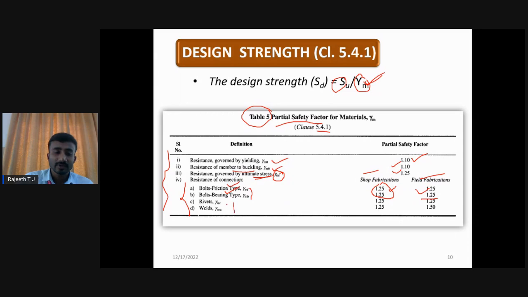Whereas in case of rivets also, we should take values for shop or field, field meaning at site. A shop is nothing but the workshop, where the members are manufactured with a good degree of quality control. Therefore, the partial safety factor is less when compared to field or site fabrication, where we don't have much quality control. If you go for welding, in case of shop fabrication we should take 1.25. For field fabrication, we should take a higher value, that is 1.50, since we have less quality control at the field. So this is the partial safety factor for materials and for loads.